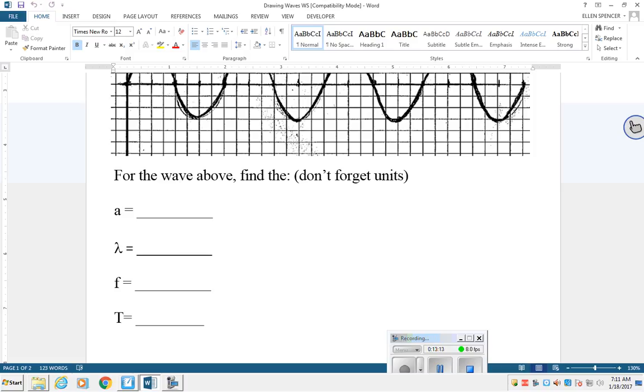Again, it's acceptable for amplitude. You can use either decibels or meters. Wavelength is a length, so that's in meters. Frequency should be in hertz, and period should be in seconds. So please make sure you have all of those units.